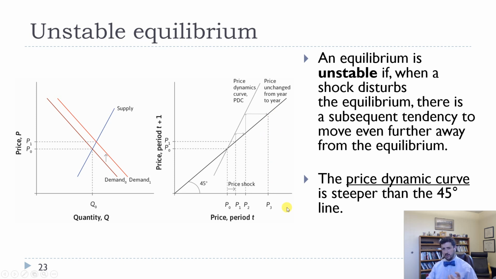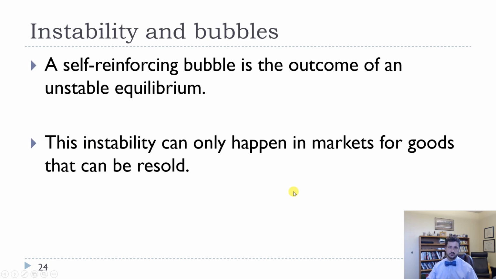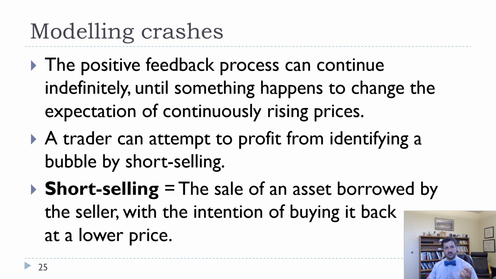And then the question is, all right, what happens when the bubble pops? Well, that self-reinforcing bubble eventually has to be the result of an unstable equilibrium, right? Because eventually people are going to realize that the price is not going to go any higher, and it will crash eventually. And so then the question is, how do we model those crashes? Well, something has to change, right? It has to change the expectation of continuously rising prices.